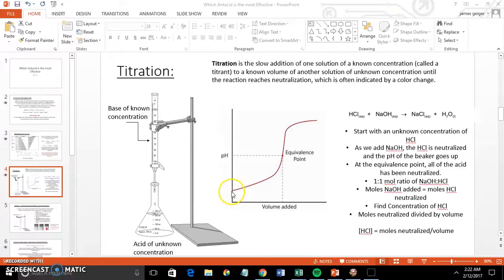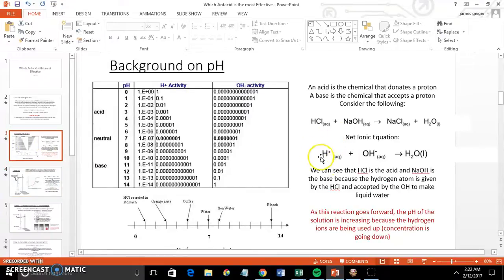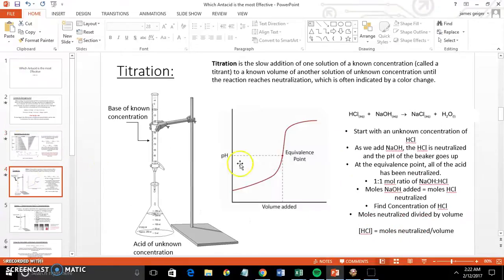And as we slowly add the base, our pH is slowly going up, just like we saw before. We have these free H+ ions over here. We slowly add the base, and as these disappear, our pH is slowly going up. Until you get to this point, the equivalence point, where you have used up all the moles of acid that are there. All the H+ is gone, and so as soon as you add a little bit more base, you turn this into a really basic solution. It doesn't take very much more, and then you kind of steady out up here.